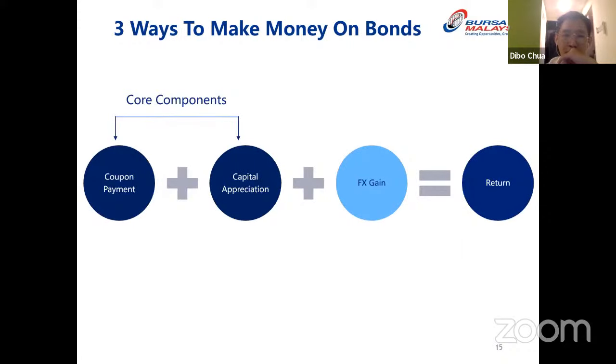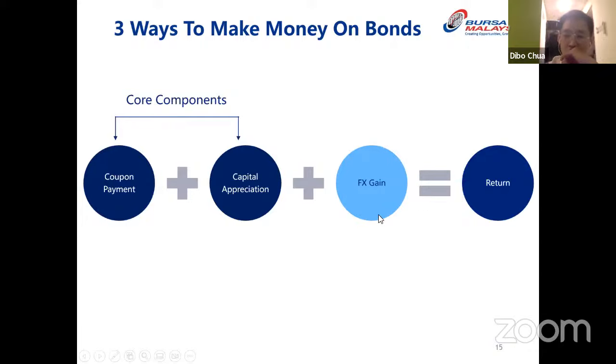So the 3 ways to make money, as I said just now. The first thing is the coupon payment, where you are getting the interest. The second way is capital appreciation, meaning the interest rate movement. If it goes up, you are in loss. If the interest rate goes down, your bond will appreciate, it goes up in value. But there's also a third way, which is the forex gain.